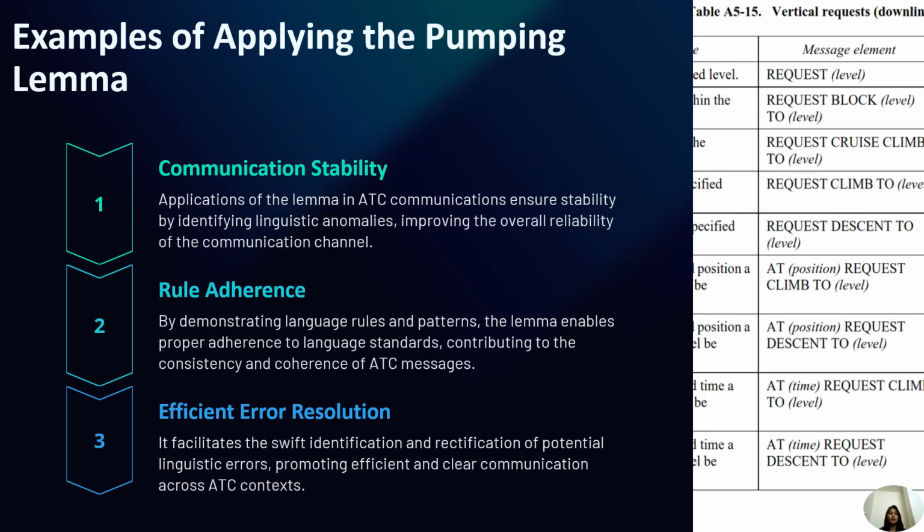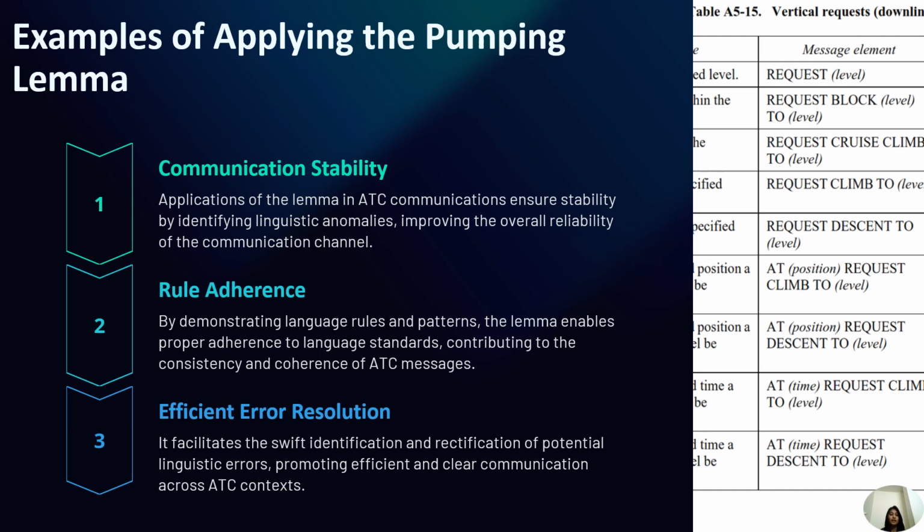Now let us talk about the examples of applying the pumping lemma. Communication stability. Applications of the lemma in ATC communications ensure stability by identifying linguistic anomalies, improving the overall reliability of the communication channel. Next one is rule adherence.